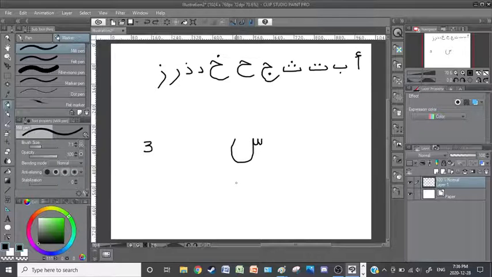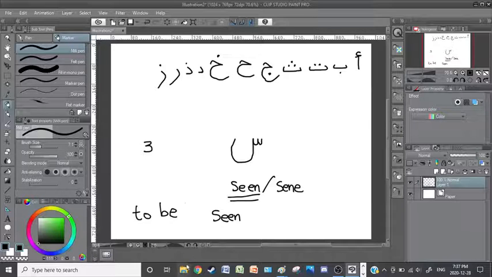This letter is called seen, or seen. And as you can see from here, it is pronounced the same, in the same manner you would pronounce the past participle form of the verb to be in English. I have seen. Exactly the same. If you wish to use this as a mnemonic, it is up to you what you would like to use to memorize the letter.